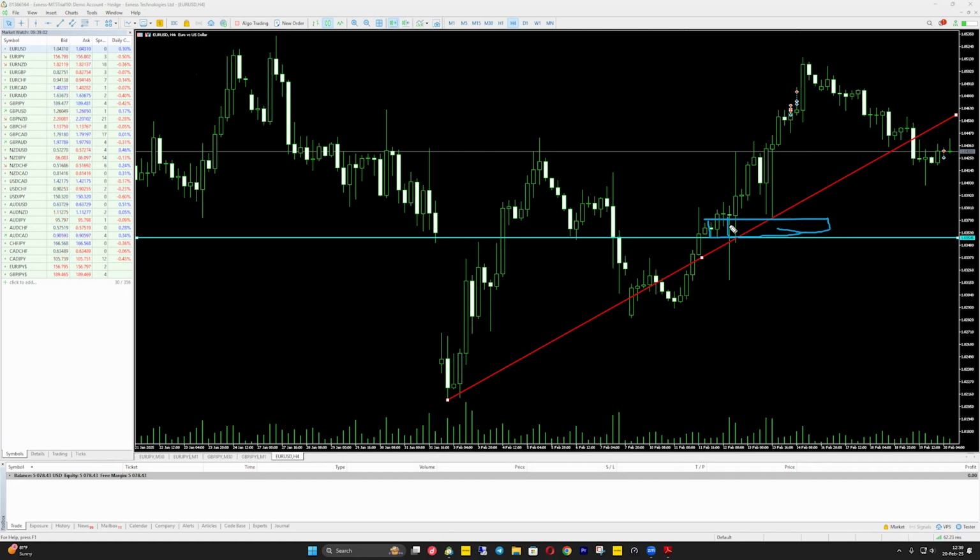All right, so after sweeping the liquidity, I just want you to see how manipulation goes. All right, then after sweeping the liquidity, the market came again and retraced to that area, then the market goes up.